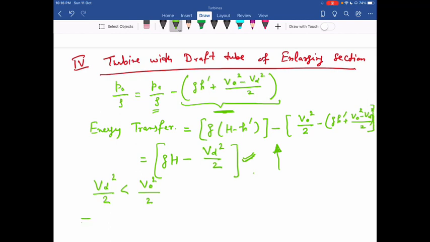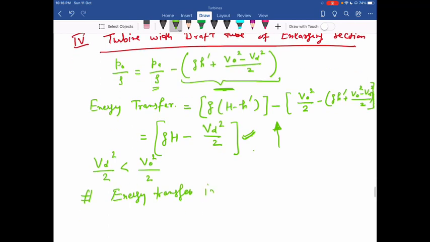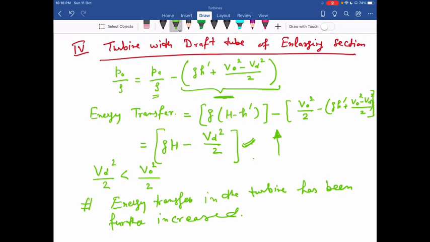This shows that the energy transfer in the turbine has been further increased. So this is how we can use the draft tube. This all explains the functions of the draft tube. Thank you.